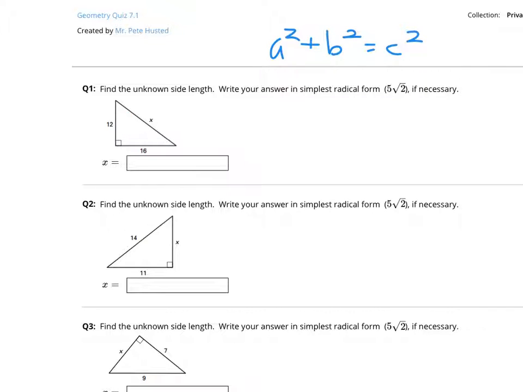The most important side to always label is this c, which is directly opposite the right angle, which in this case is this guy here. So that could make this A and this B. And then you simply want to plug them into the Pythagorean theorem and solve. Remember, at the very end, you're going to take the square root.